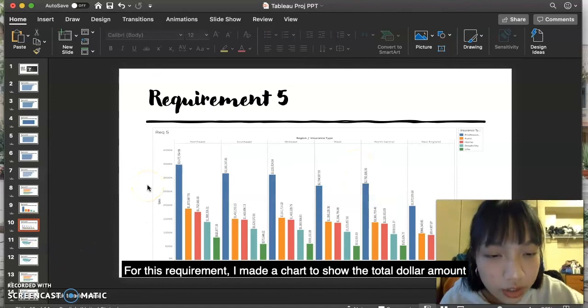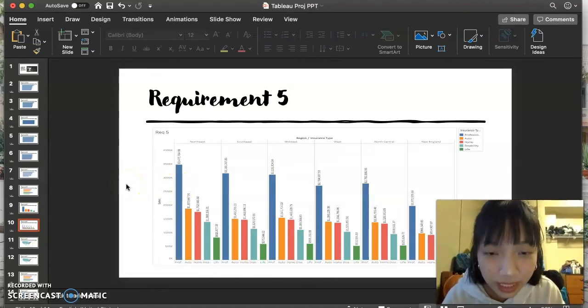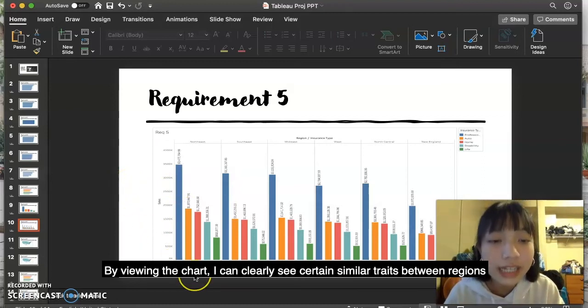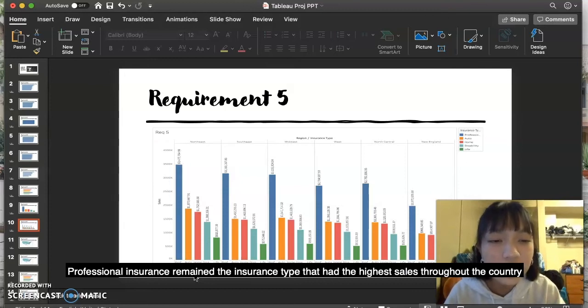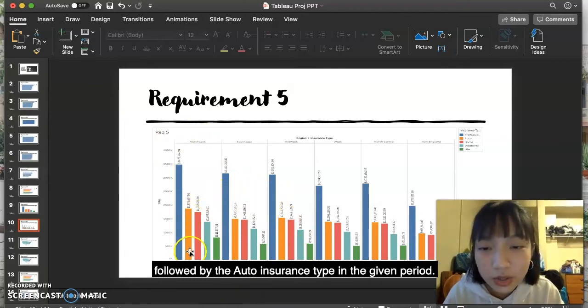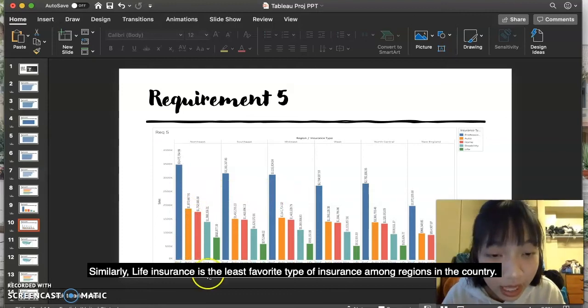For this requirement, I made a chart to show the total dollar amount of each type of insurance sold by region. By viewing the chart, I can clearly see certain similar traits between regions as well as traits that are distinctive to each region. Professional insurance remained the type with the highest sales throughout the country, followed by auto insurance in the given period. Similarly, life insurance is the least favored type among regions in the country.